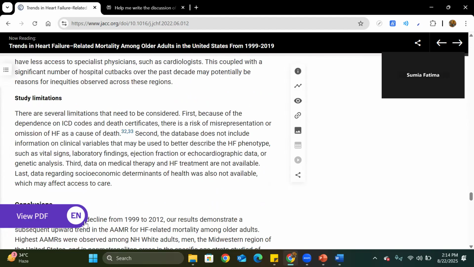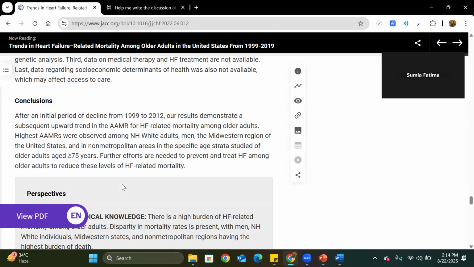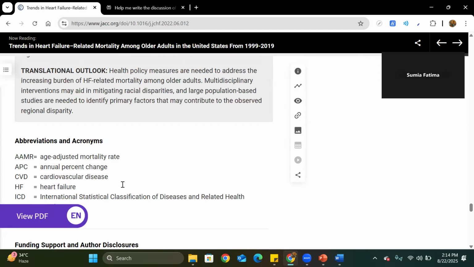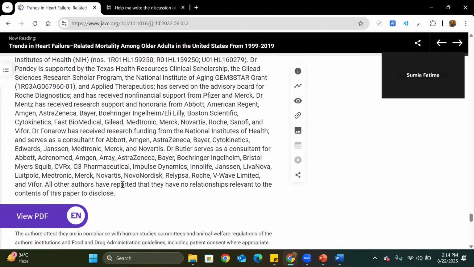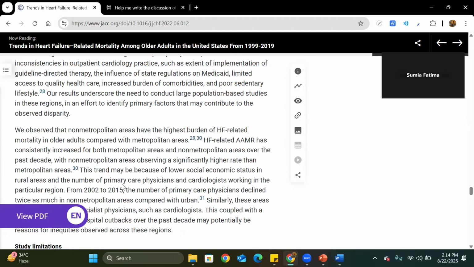Study limitations we discussed before, even in the previous session. And then we have the conclusions, perspectives also we discussed, abbreviations, and then the funding support. So you have to make your discussion good. In the next session, we will be discussing the journal and other simple stuff.